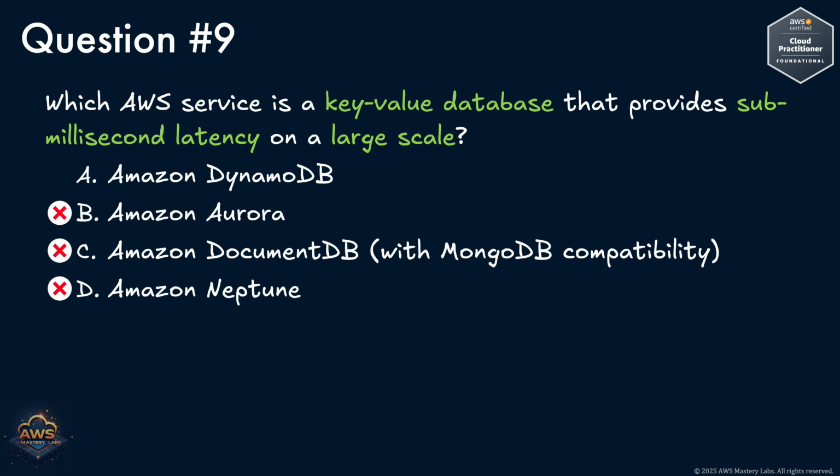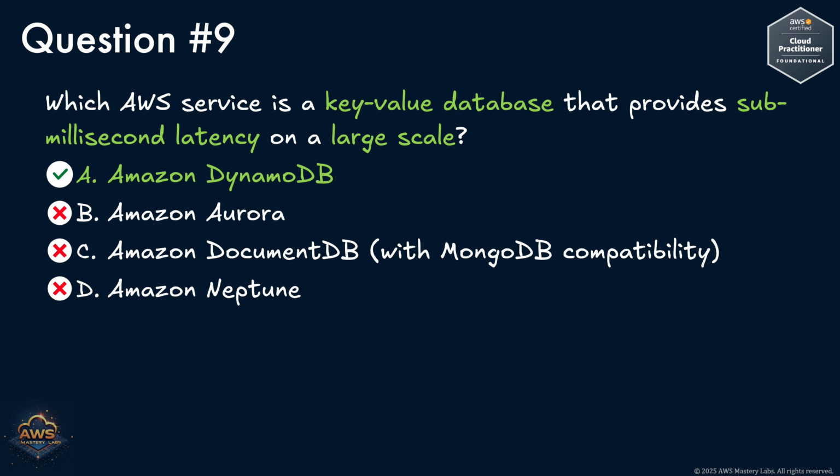Option D, Amazon Neptune. Neptune is a purpose-built graph database optimized for handling highly connected data using graph models like Property Graph and RDF. While powerful in its domain, such as social networks or fraud detection, Neptune is not key-value, and it's not optimized for sub-millisecond response times in general key-based lookups. Incorrect, because it is a graph database, unsuitable for key-value workloads or high-throughput simple lookups.